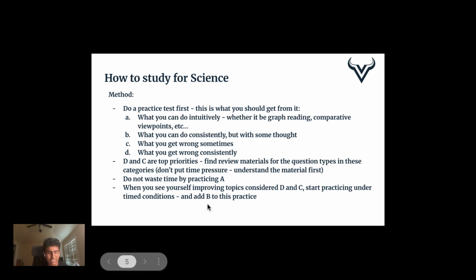Don't waste your time practicing concepts in bucket A. And when you see yourself improving on the topics in D and C, start practicing under time conditions, and add B into this practice.